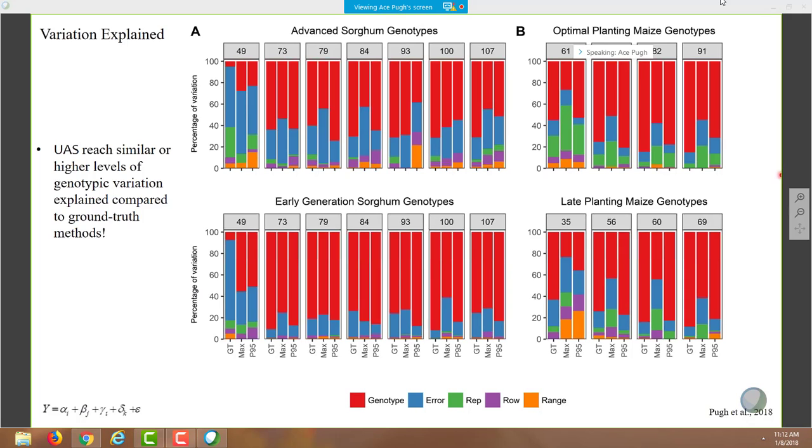So first I want to present the variation explained. As you can see, the UAS actually reached similar or higher levels of genotypic variation explained compared to the ground truth methods on the whole. This is true in both crops, both locations, depending on the percentile that you use. As you can see, the maximum percentile was a little bit weaker in maize, but they were pretty similar in sorghum on the whole, especially in the early generation. I would say the UAV, both percentiles performed pretty well.